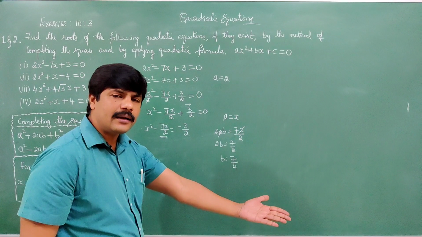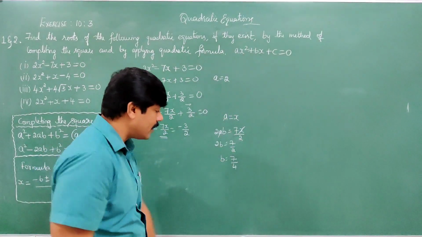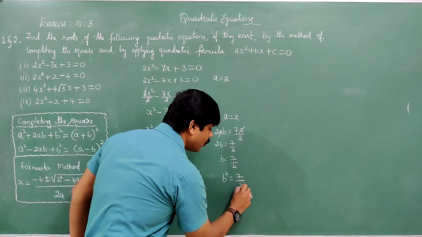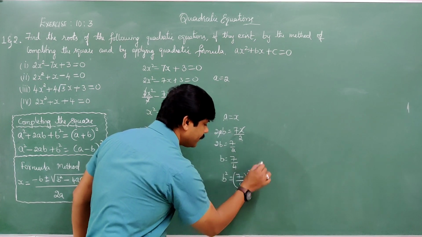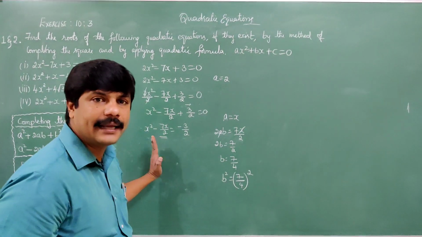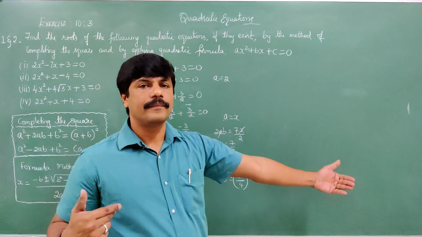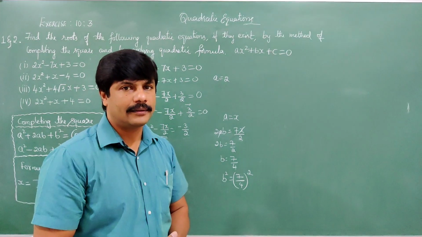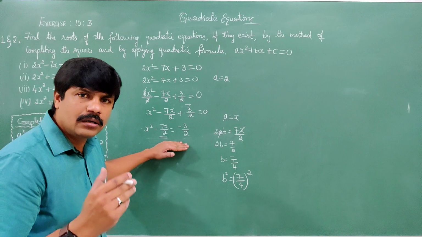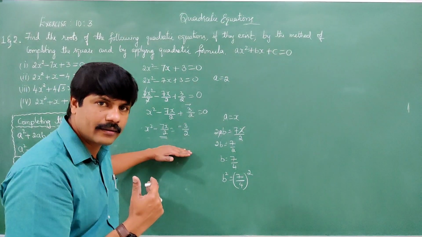So to complete the square, we have to add B square. Therefore, B square is equal to 7 by 4 whole square. We have found B square now. So this B square I am adding here so that we can complete the square. Did you understand?